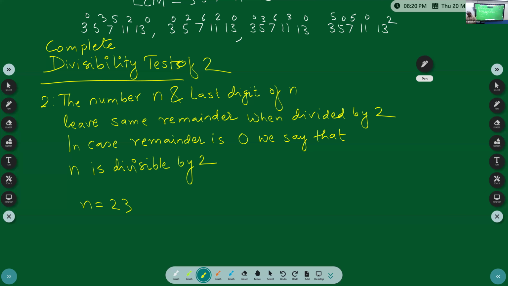What is the divisibility test of 4? Last two digits must be divisible by 4. The last two-digit number should be divisible. Yes. So, the divisibility test of 4: the number n and the last two-digited number.